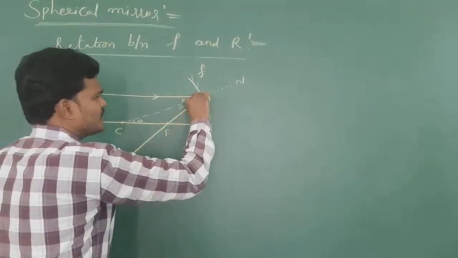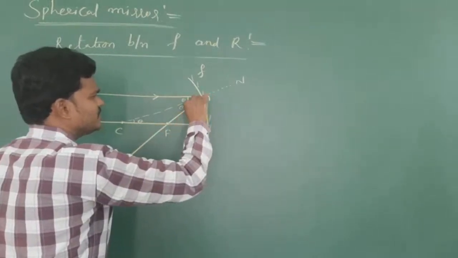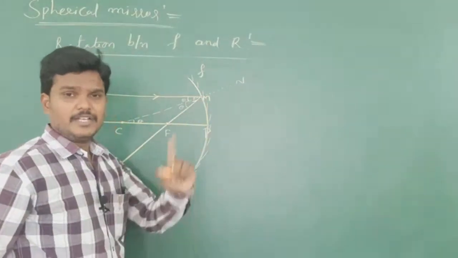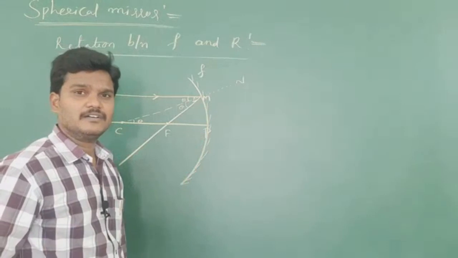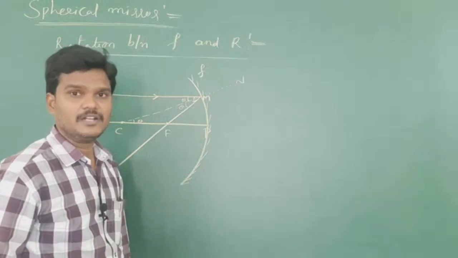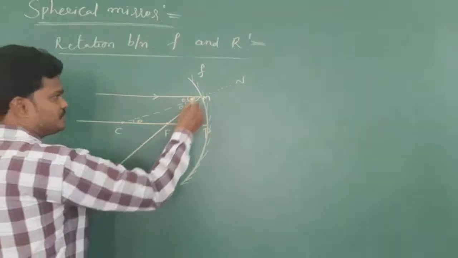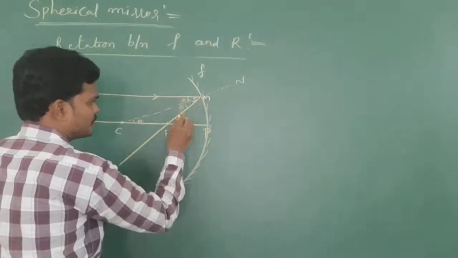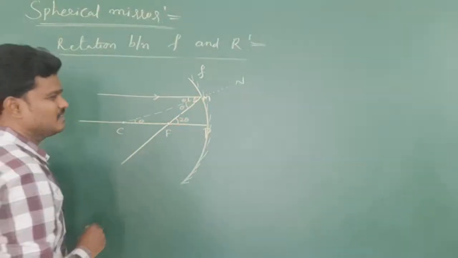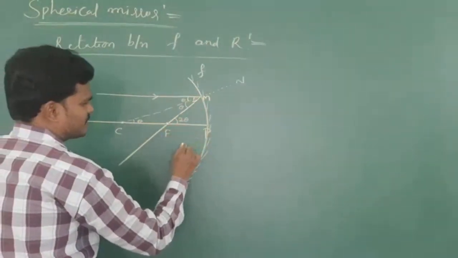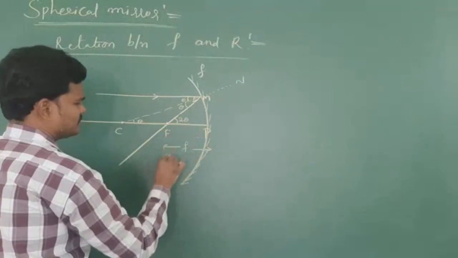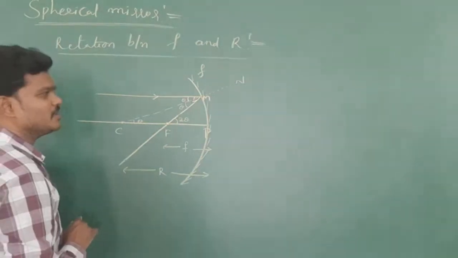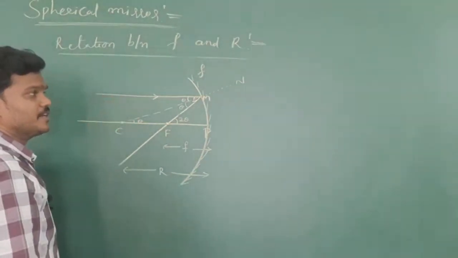Now the total angle turned by the reflected ray is 2 theta. You know already, if the mirror is turned by an angle theta, the reflected ray turns by an angle 2 theta. So this is 2 theta and this is also 2 theta. Use geometry, very easy. The distance between F and P is the focal length, and the radius of curvature, P to C, is R. Use geometry, you will get the relation between f and R.